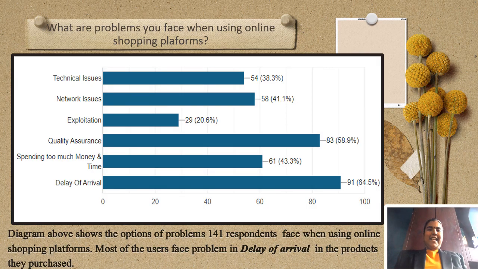Let us get into the next question, which is what are the problems you face when using online shopping platforms? For this question, we have particularly chosen 6 problems, and we have received a variety of responses from 141 respondents. The majority of them chose delay of arrival of the products they purchased as their main problem when using online shopping platforms.